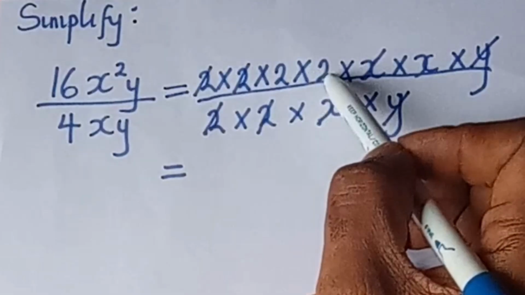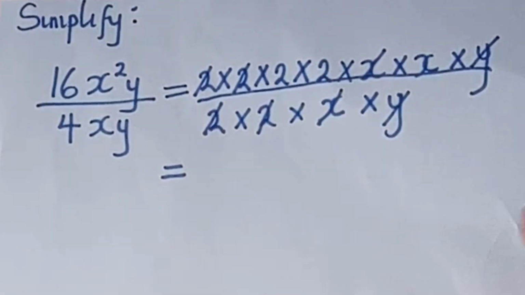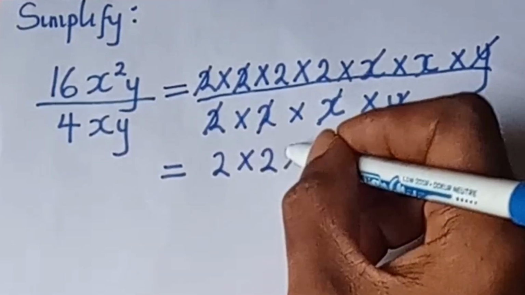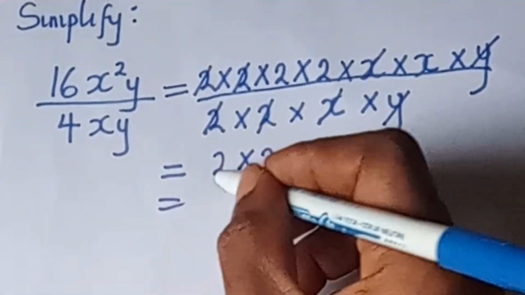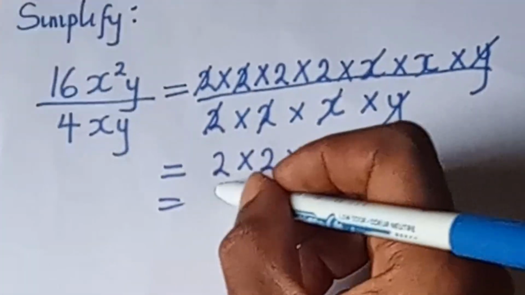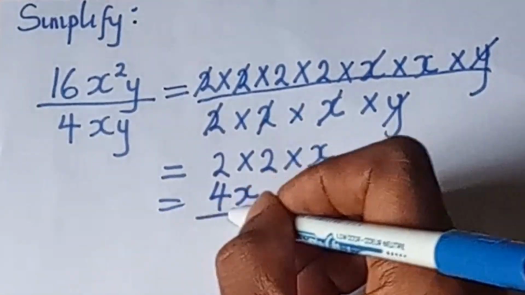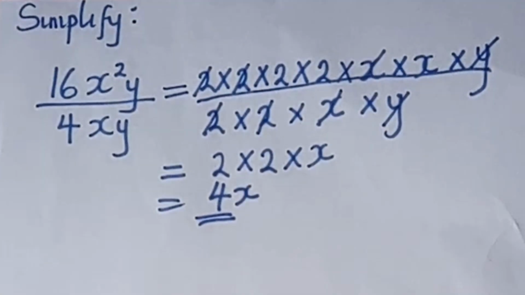So I'm having 2 times 2 times x. So left with 2 times 2 times x. 2 times 2 is 4. 4 times x is 4x. And that's the answer. Thank you very much.